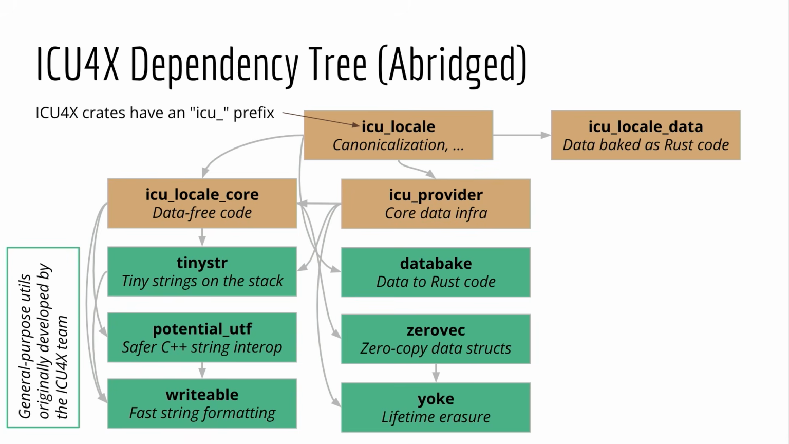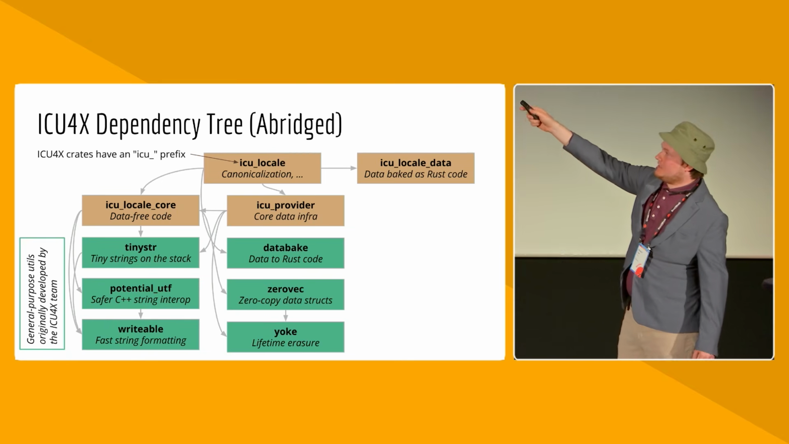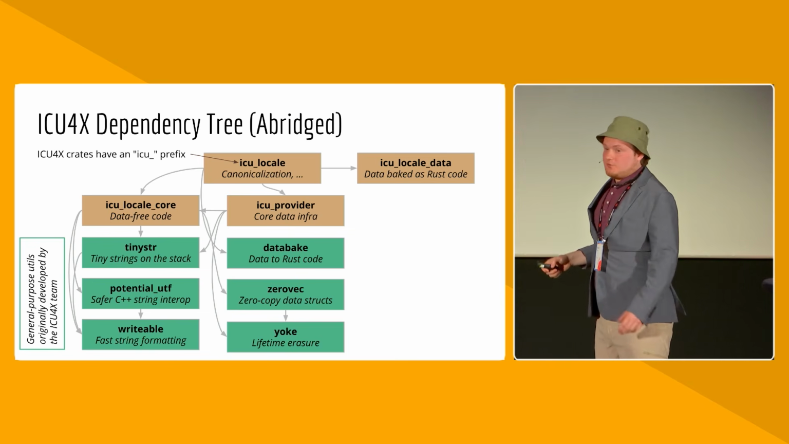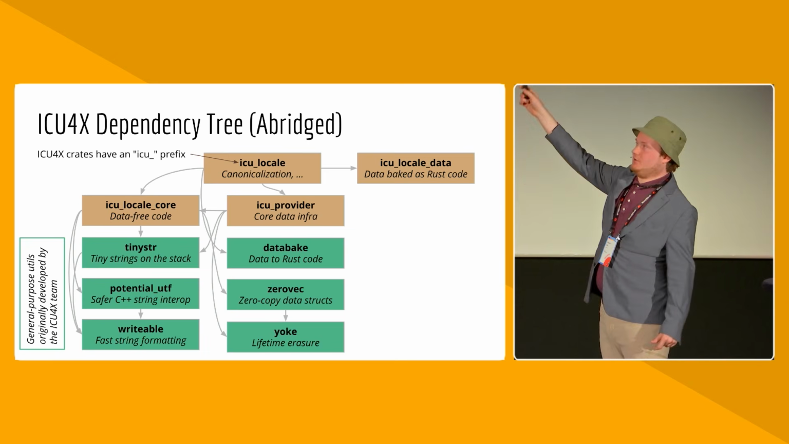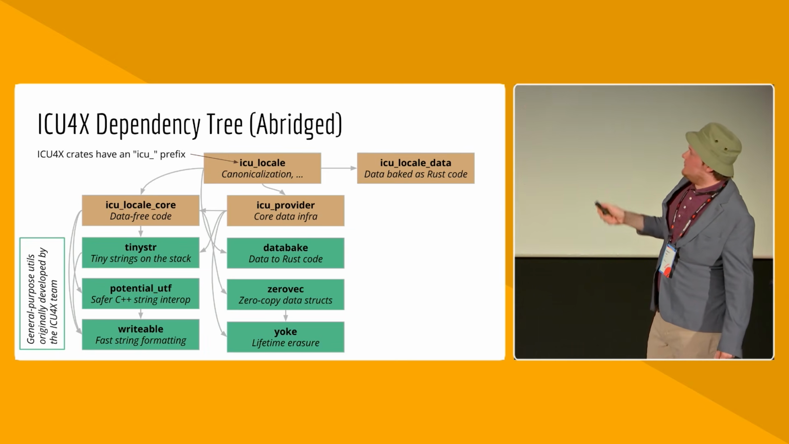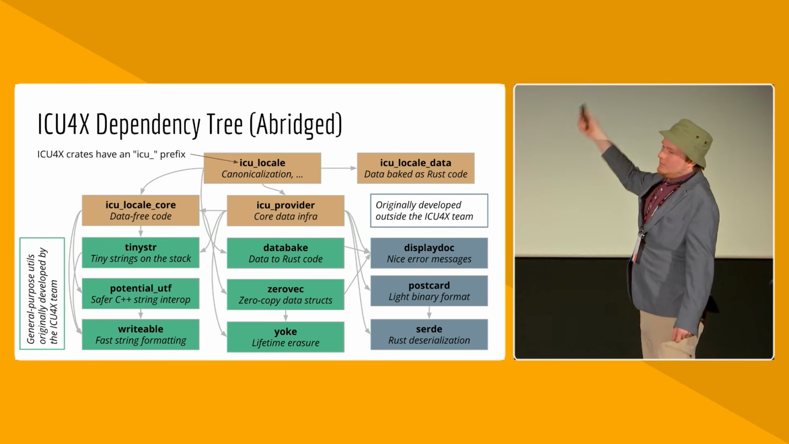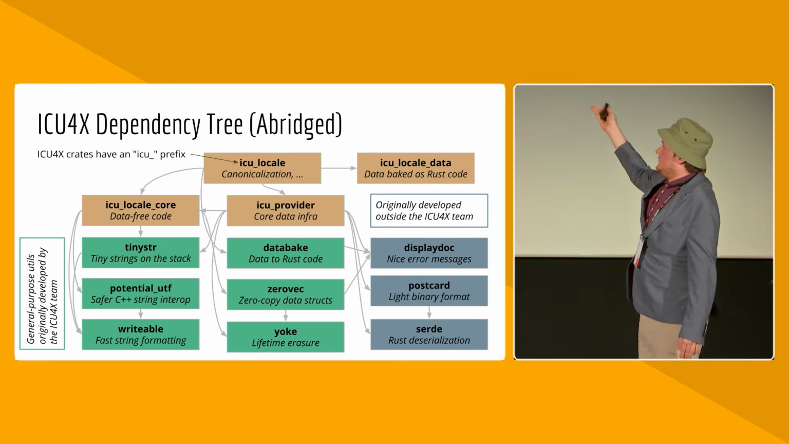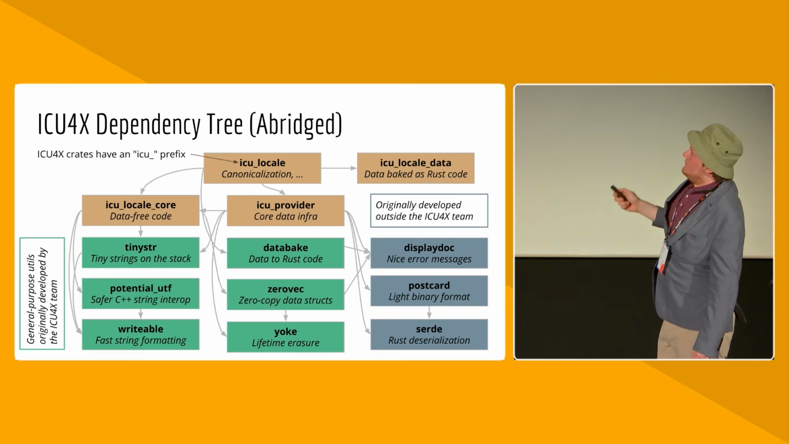The title of this talk is Beyond ICU4X, so I'll talk a little bit more about a couple of these. TinyStr lets you have tiny strings on the stack. Writeable is fast string formatting. It's almost twice as fast as the standard library Display trait. We've got databake, ZeroVec, and Yoke, which I have slides about right after this one. And then we also use other ecosystem traits that we leverage.